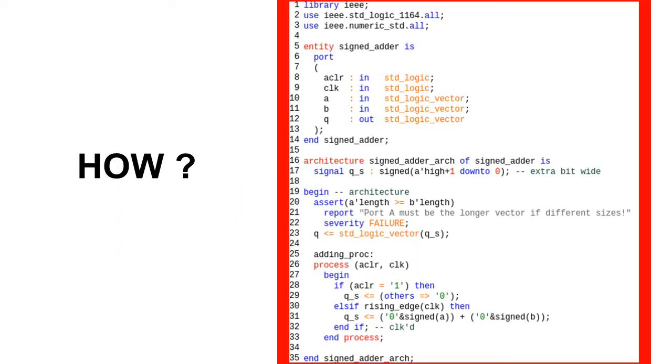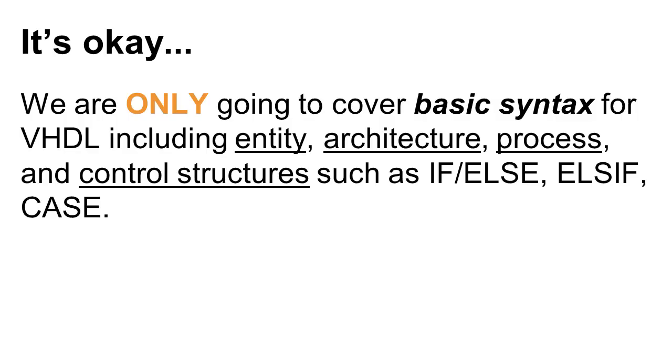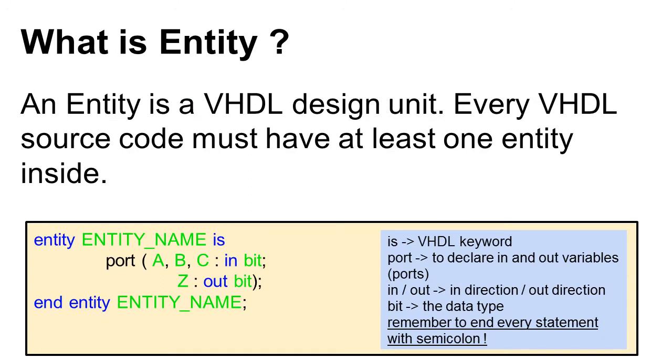This is an example of how we are going to turn the circuit into a source code. It's okay. We are only going to cover basic syntax for VHDL, including entity, architecture, process, and control structure, such as if, else, else if, case. Look at the example to see how to declare an entity. What is entity? An entity is a VHDL design unit. Every VHDL source code must have at least one entity inside.